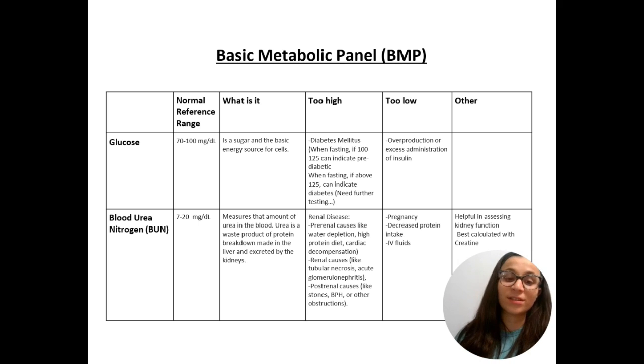Prerenal causes could be there's not enough volume. Renal causes could be something with the kidneys. And postrenal causes could be obstruction of why it can't be excreted. So those are all different causes of why the BUN will be elevated. It could be lower in pregnancy, if they're not eating enough protein, IV fluids, etc. It's usually used to assess kidney function, but it's best calculated with the creatinine.